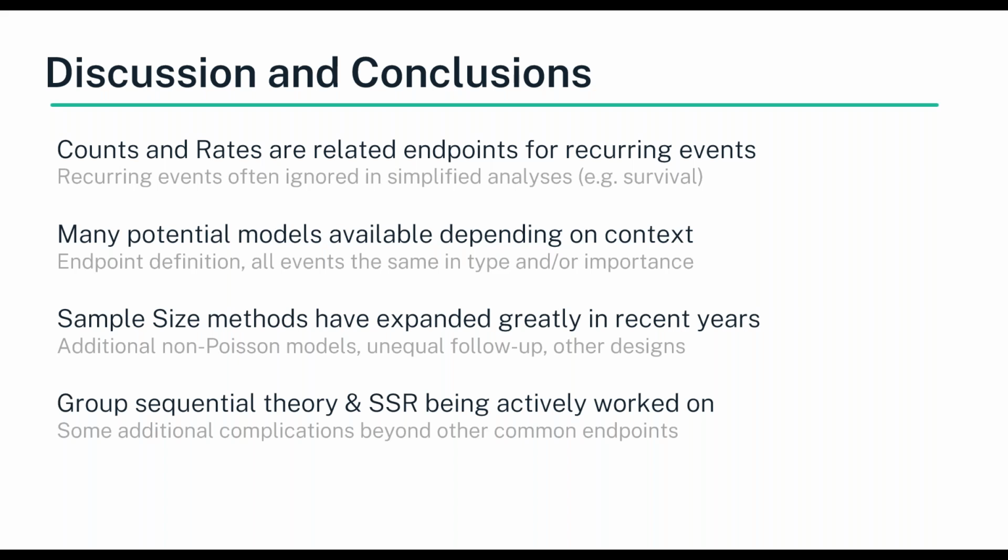We also saw that there are some additional complications that arise with group sequential designs for counts and rates. However, there are multiple methods available which can combat a lot of these issues. And indeed, we saw that blinded sample size re-estimation is relatively simple to perform for these types of endpoints.